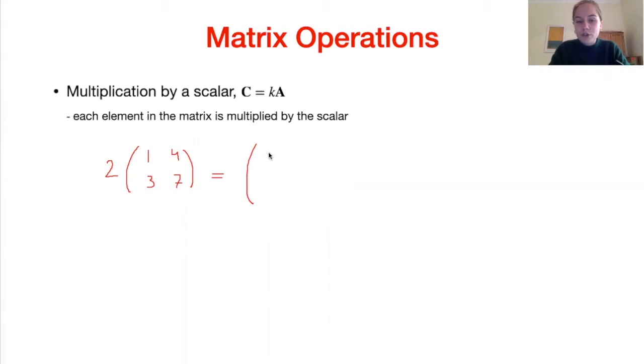So we have in the first row, first column, 1 times 2, which is going to be 2. First row, second column, 4 times 2, which is going to be 8. Then over here, we're going to have 6, and finally 14. So that is multiplication by a scalar. It's pretty simple.